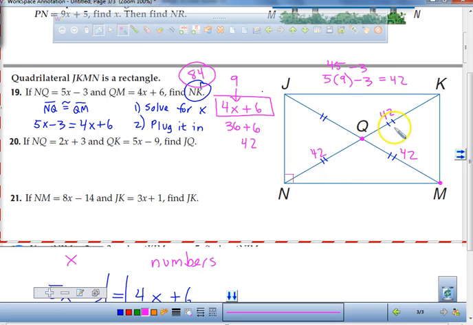And then what did we do? We realized that all of these segments right here are going to be congruent. And then you find what you're looking for. N to K.